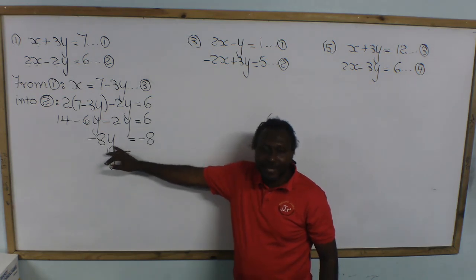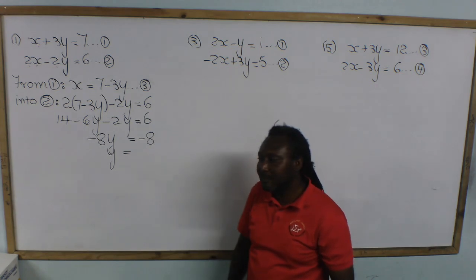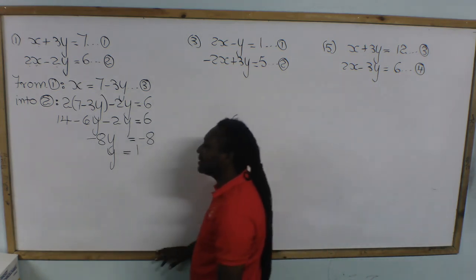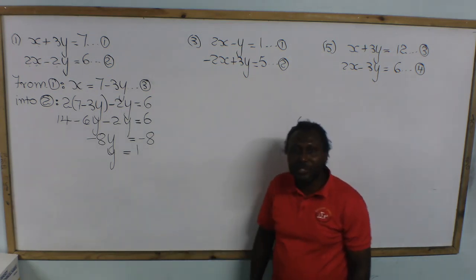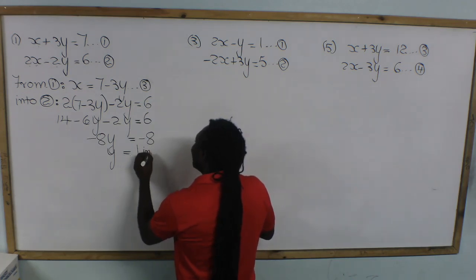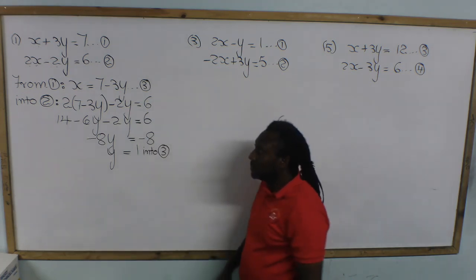So y will be equal to negative 8 divided by negative 8. Any number divided by itself, the result will be 1. So we have 1 right there. And we will substitute that into which equation? Yes, into equation 3.